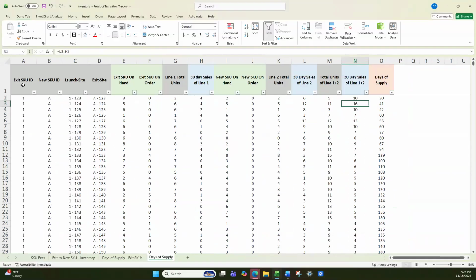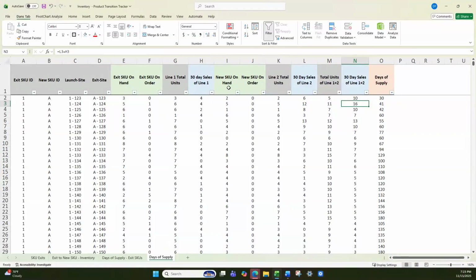The fourth example we're going to go into is just looking at days of supply, comparing the exit SKU and the new SKU. So we have exit SKU here, new SKU ID here, and then kind of a combination of the exit SKU and the new SKU with the store ID as well. So you can see this one's 1, 2, 3. And then what we're now looking at is how many units does the store currently have of the exit SKU, and how many of those units are on order or on the way, and then what is that total units, and then looking at what is the past 30-day sales of that.